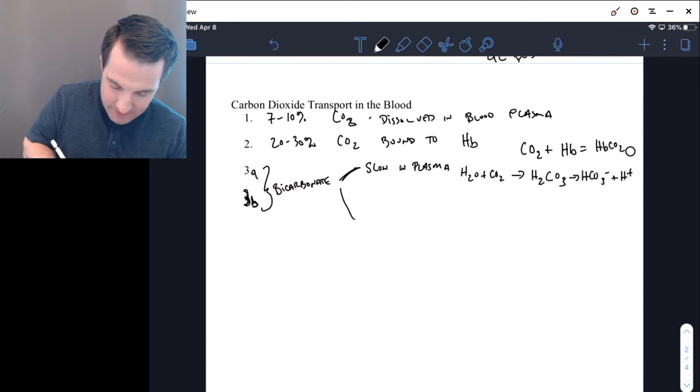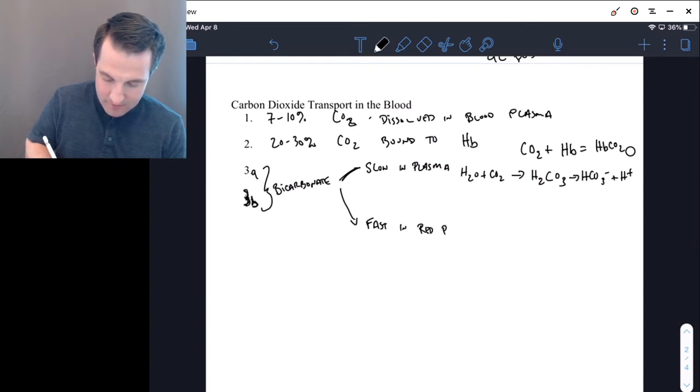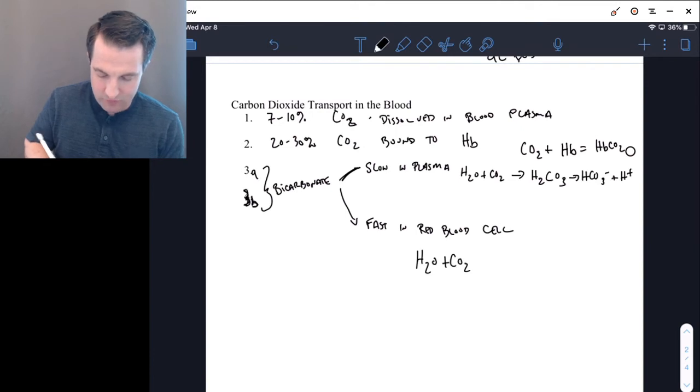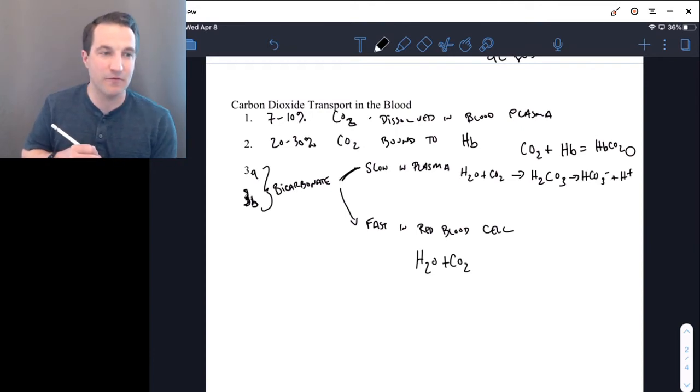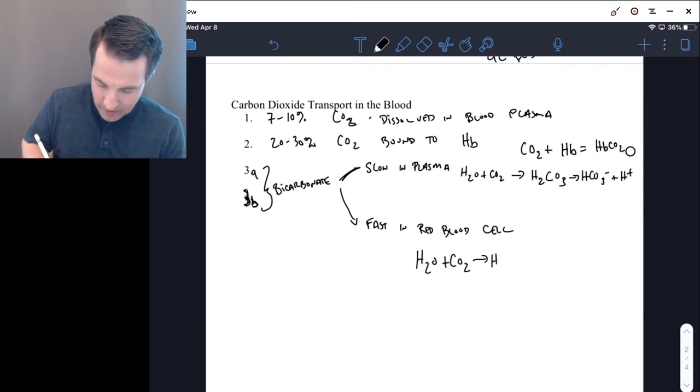This also happens in a fast manner as well. Fast inside the red blood cell. H2O plus CO2. Exactly the same as before. This is going to move to our H2CO3, which is also known as carbonic acid.